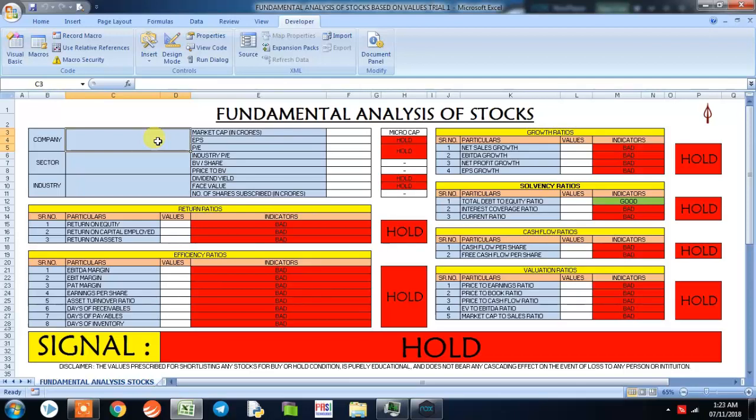On request, the stock being taken today is Dwarikesh Sugar Industries Limited.